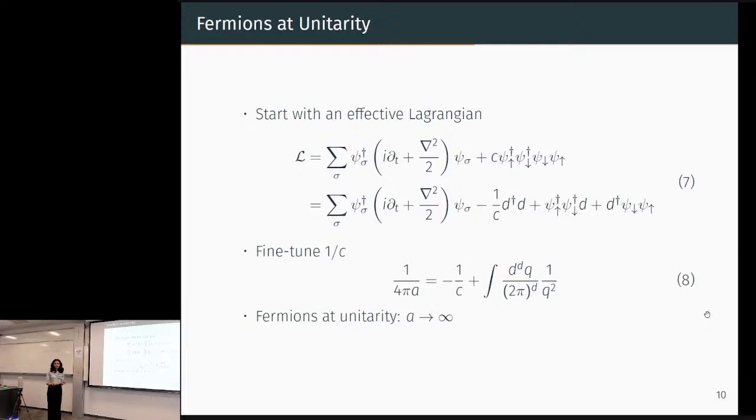By the way, I always confuse, why do people call this fermions at unitarity? Because it's actually the unitarity bound when you calculate the S matrix. I see.